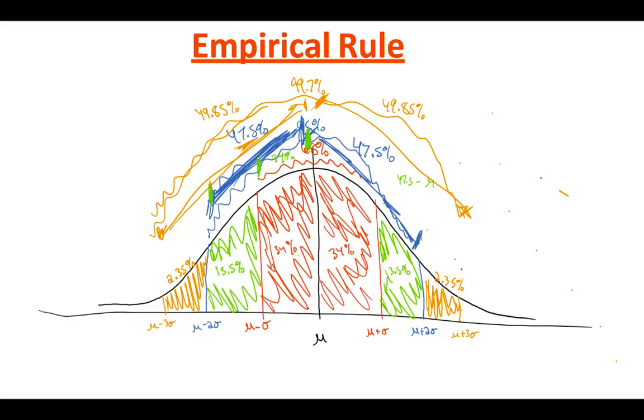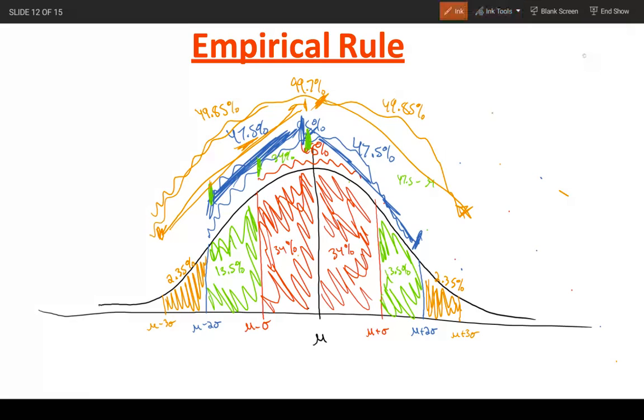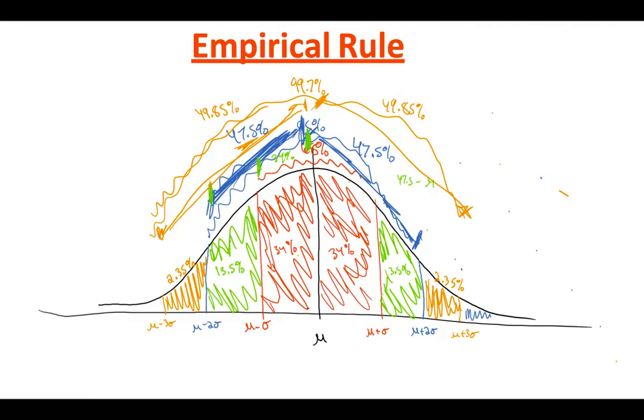Right. And then if I wanted to take this one step further, figure out how much is in the remaining portion there. So whatever's left, let's go blue. Whatever's left in this little tip here, the percentage in that little tip. So that would be greater than 3 standard deviations and less than 3 standard deviations.